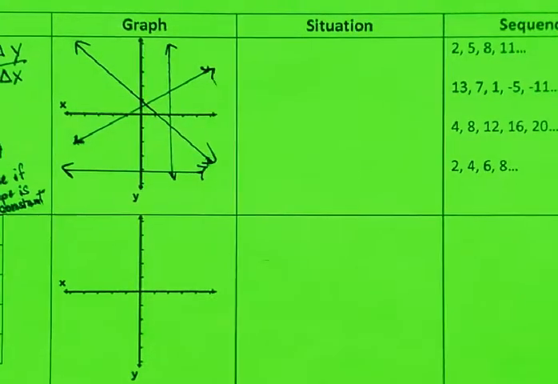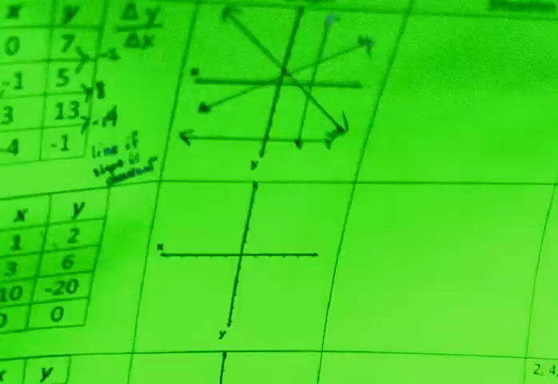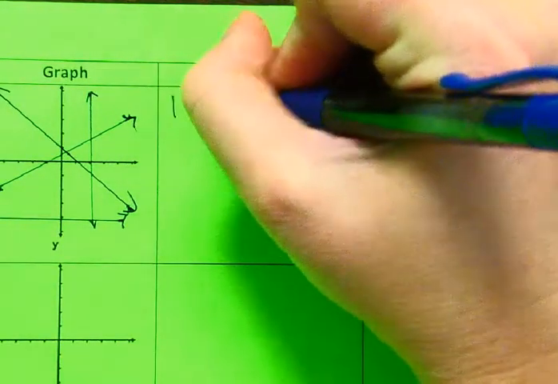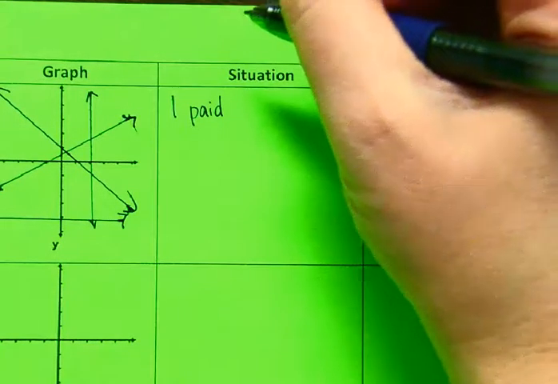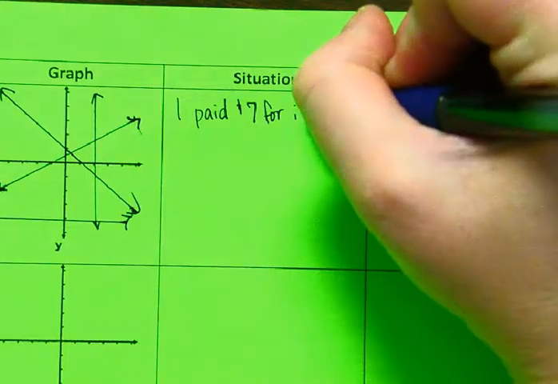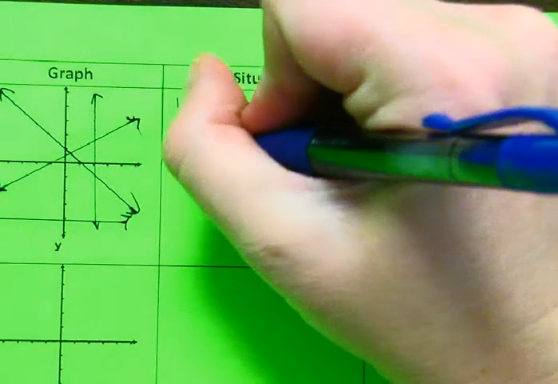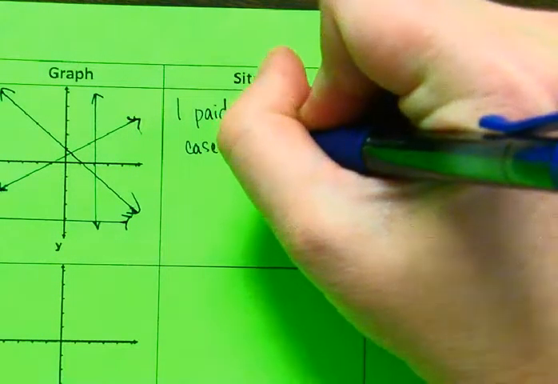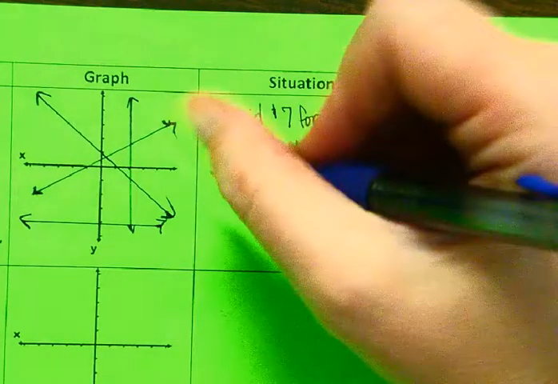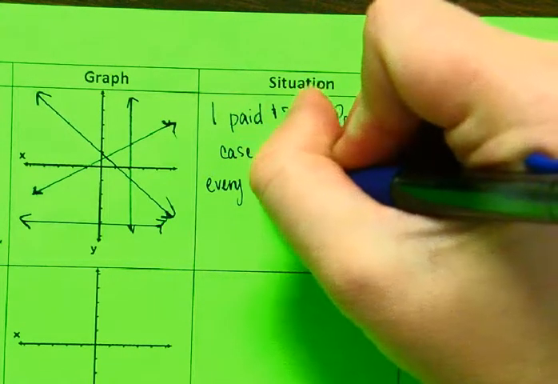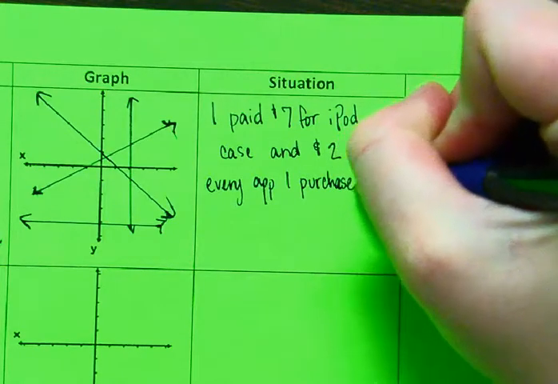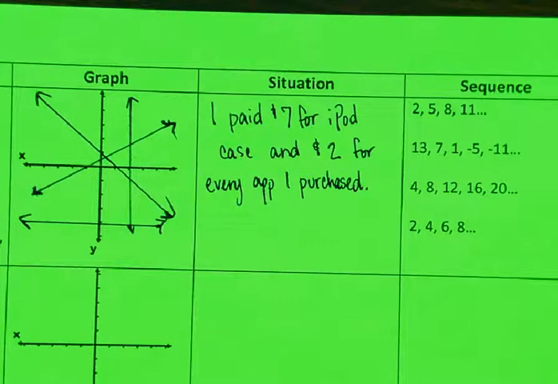A situation that this would be is I paid $7 for an iPod case, and then I also paid $2 for every app I purchased. That would be an example of a linear relationship.